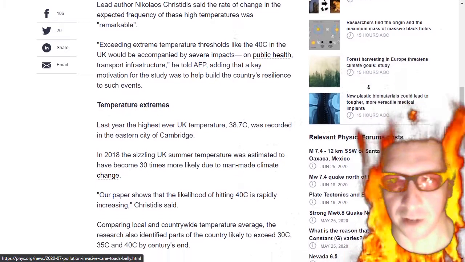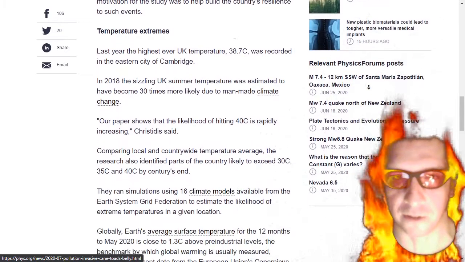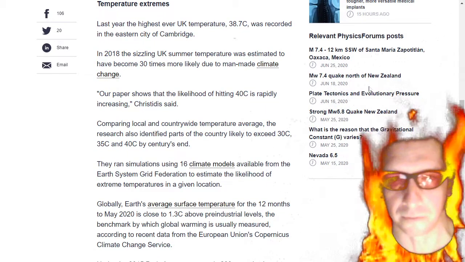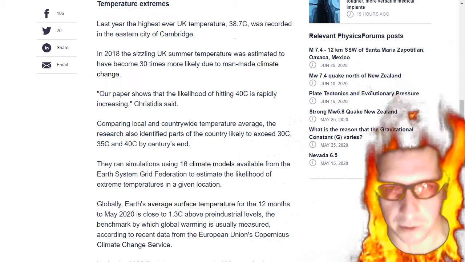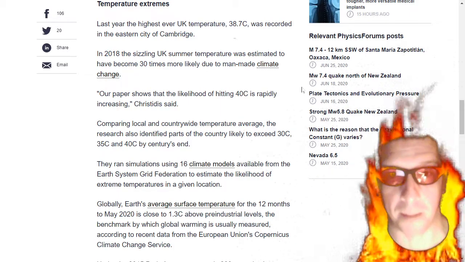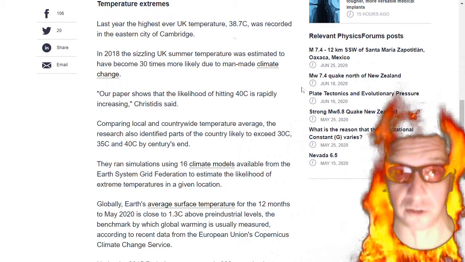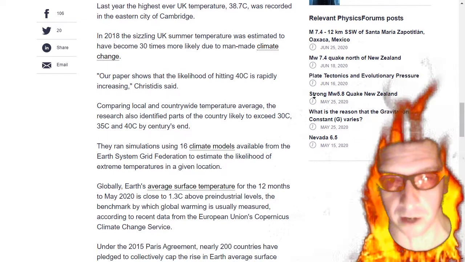Last year, the highest ever UK temperature, 38.7, was recorded in the eastern city of Cambridge. Oh my God. Oh my God. Anyway, their paper shows the likelihood of hitting 40 C is rapidly increasing. I'm scared, are you?